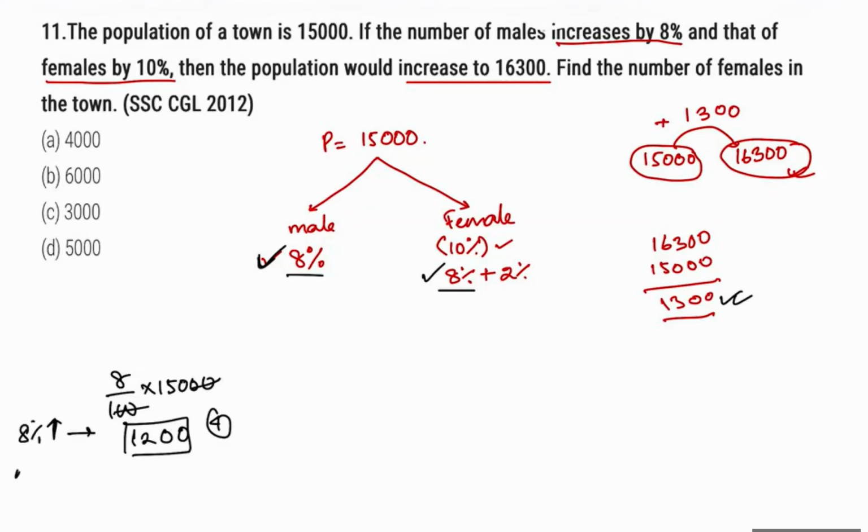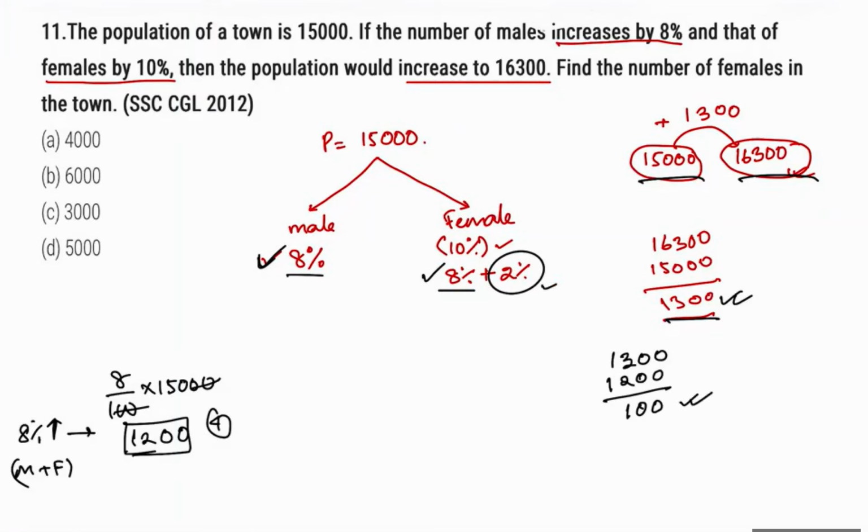Male plus female. Total is 15,000. Calculate 1300. 8% of 1300 is 1200. 2% represents, it's 800.